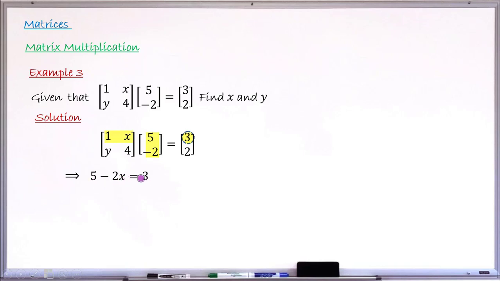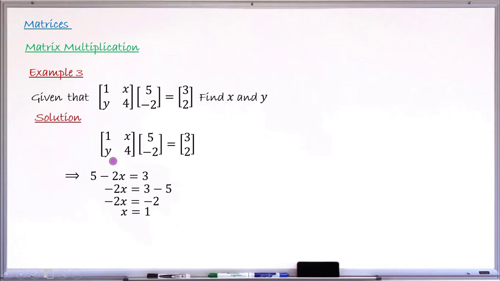5 minus 2x equals 3. So I can now solve for x here. I'll take that 5 to the right hand side. That gives me minus 2x equals 3 minus 5, and 3 minus 5 gives minus 2. There you now have minus 2x equals minus 2. Dividing both sides by the coefficient of x, which is minus 2, will now give you x as a positive 1. So you can now see I have obtained the value of this very x.